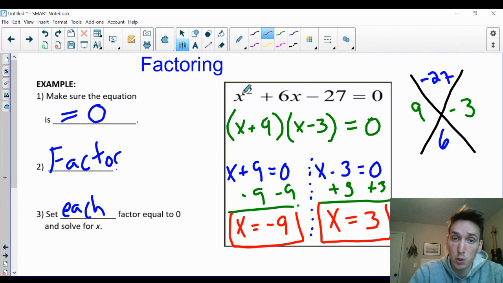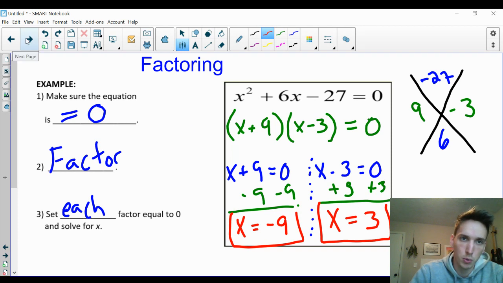We noticed that it not only had an x squared, but it had an x term. So that pointed us to the fact that we needed a new method, and that method is called factoring. Step 1, make sure the equation is set equal to 0. Step 2, factor that quadratic expression on the left side. Step 3, set each of those factors equal to 0 and solve. And we got our two answers, x equals negative 9, x equals 3.